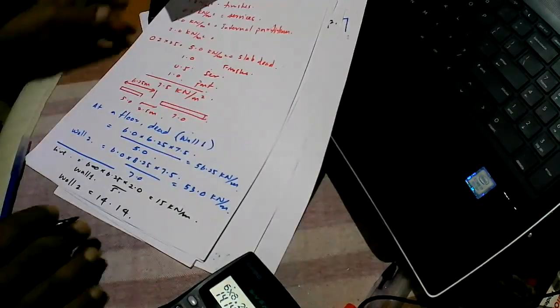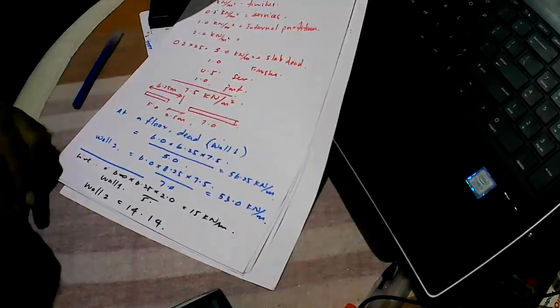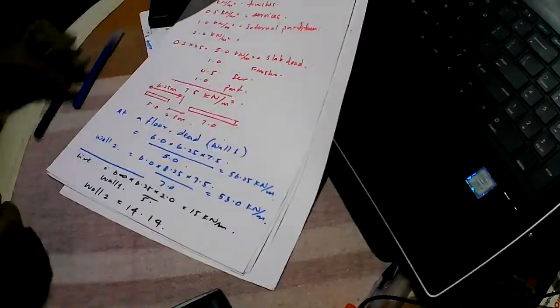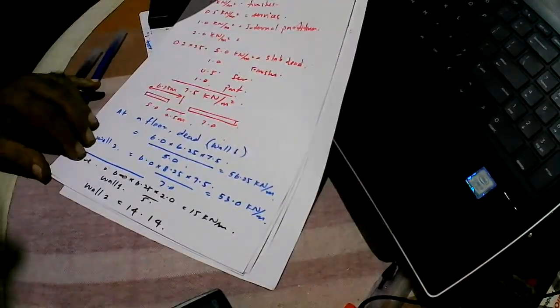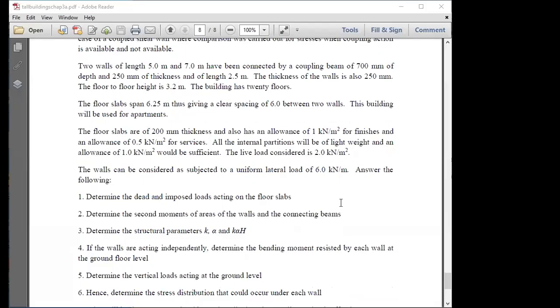So that is the first part of the problem. We have been asked to find the dead and imposed loads acting on the wall. But what you have to keep in mind is, in addition to these loads transferred at each floor level, we have to consider the self weight of the wall as well. So this information we'll keep aside for the time being.